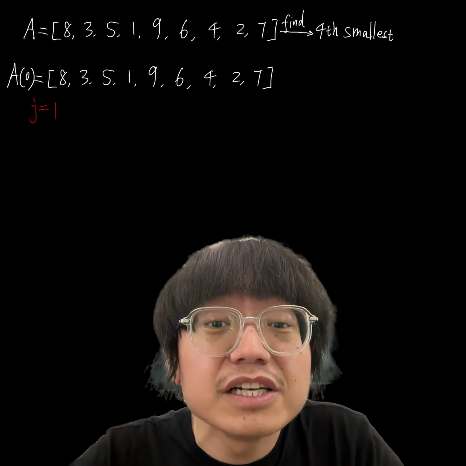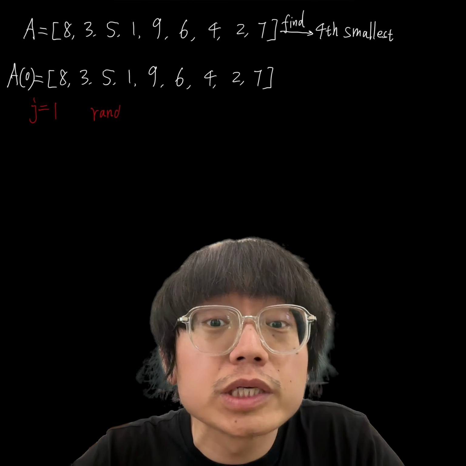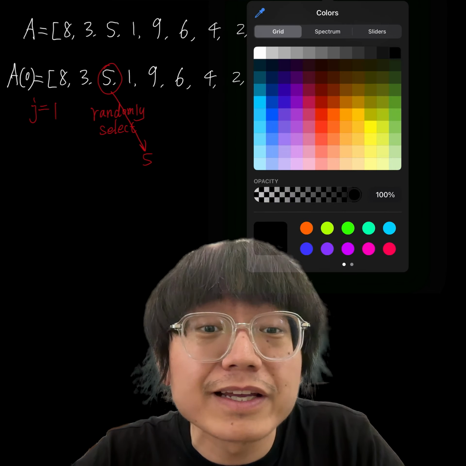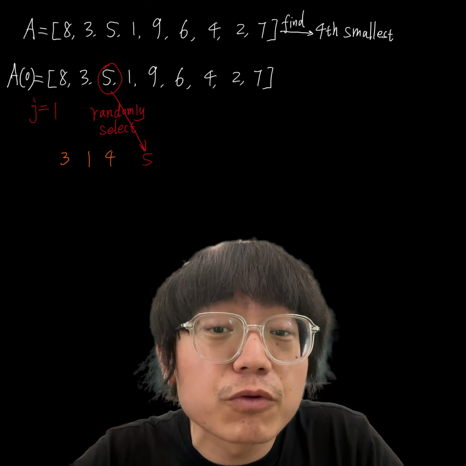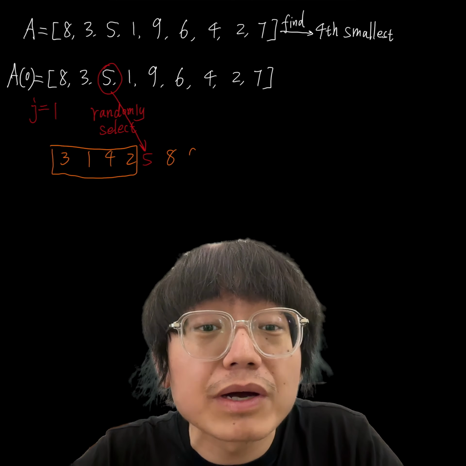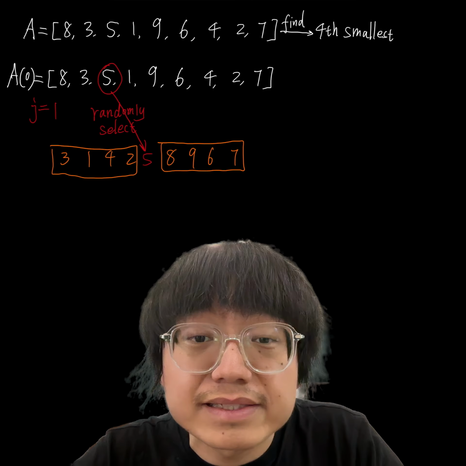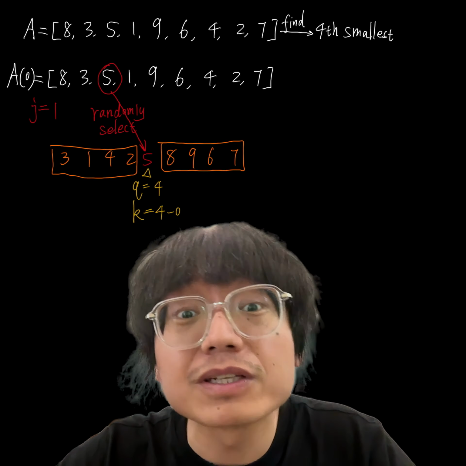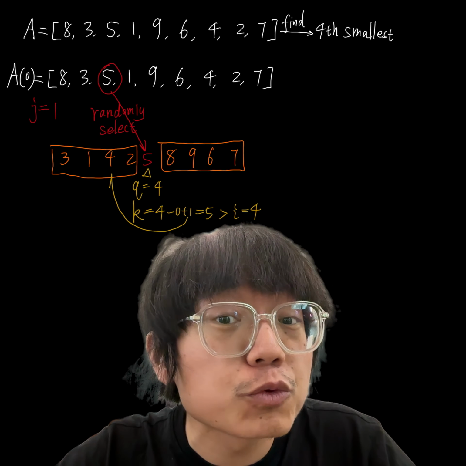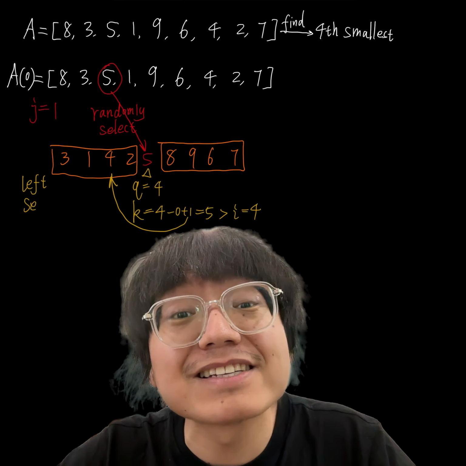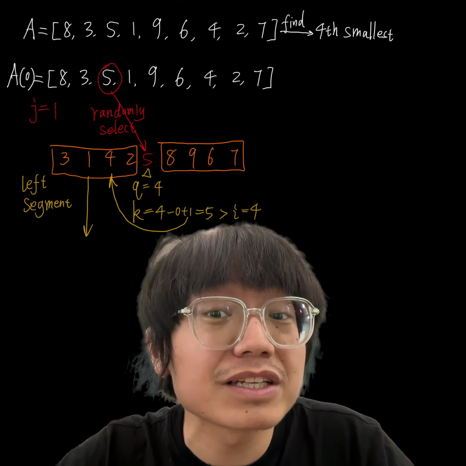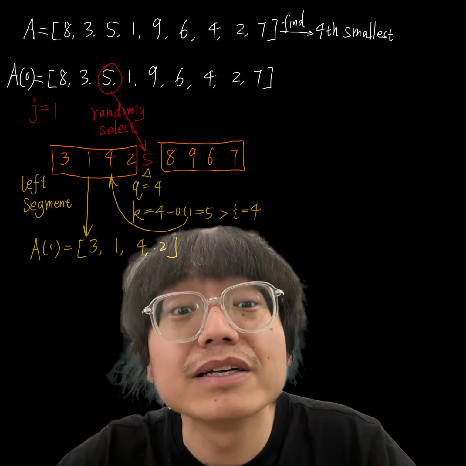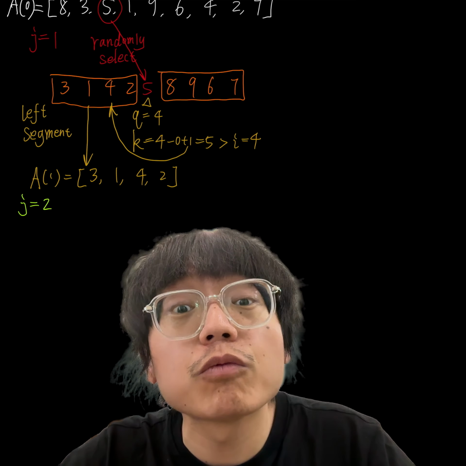In the first partitioning, j equals 1, and we assume we randomly selected the pivot, which is 5, and then we partition the whole array. The left of the pivot is 3, 1, 4, 2, and the right of the pivot is 8, 9, 6, and 7. So A1 consists of the elements still in play for the next round, which should be either 3, 1, 4, 2 or 8, 9, 6, 7, depending on the needed order statistic. The fourth smallest lies in the left segment, so A1 equals 3, 1, 4, and 2.